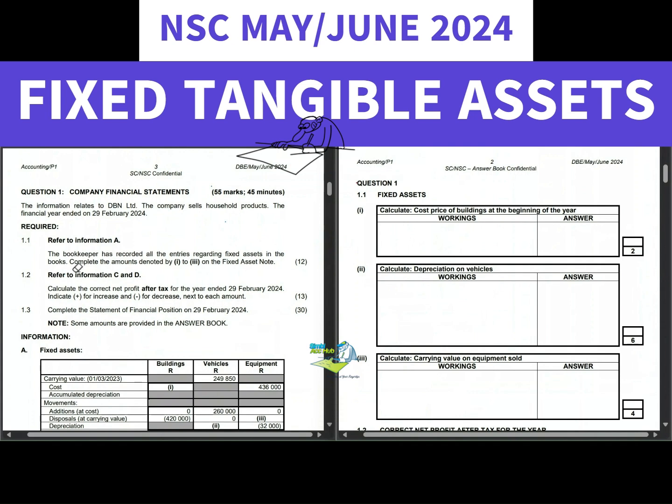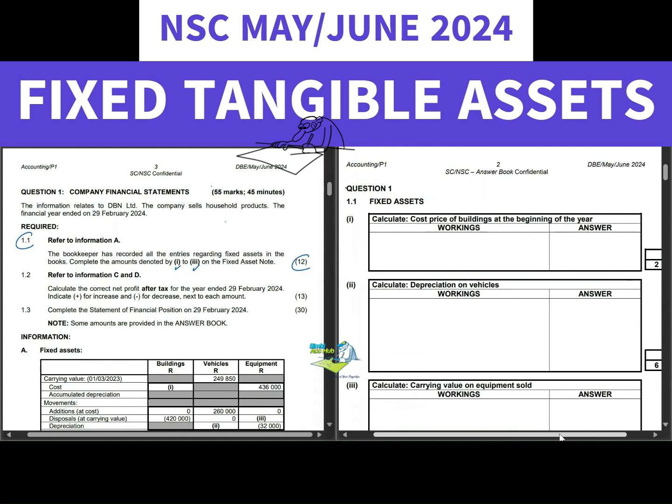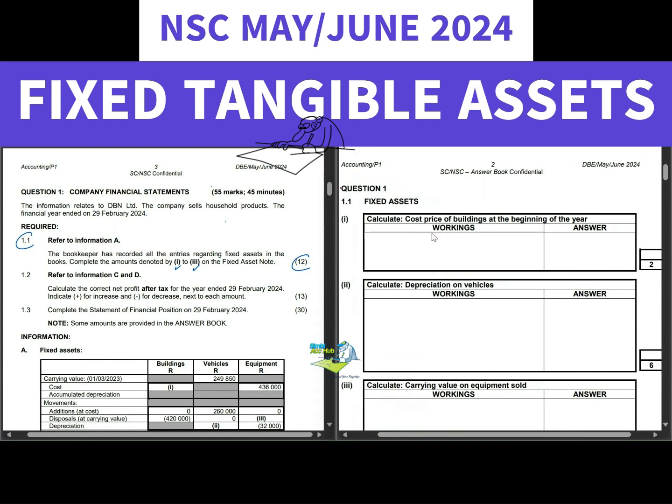To begin with, I'm going to start with 1.1. Here's my 1.1, and let's see what they want. The bookkeeper has recorded all the entries regarding fixed assets in the books. Complete the amounts denoted 1 to 3 on the fixed asset note, for 12 marks. Okay, so let's begin with number 1.